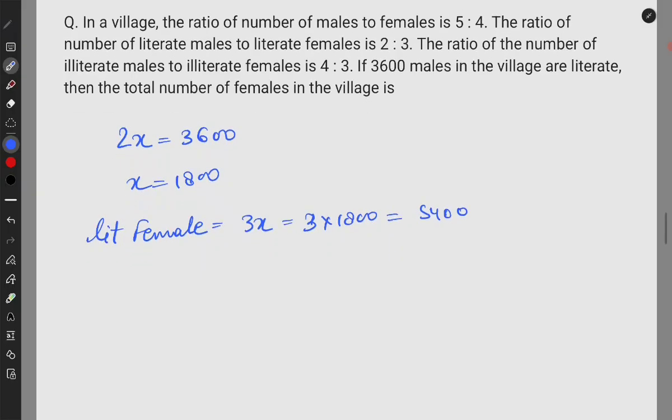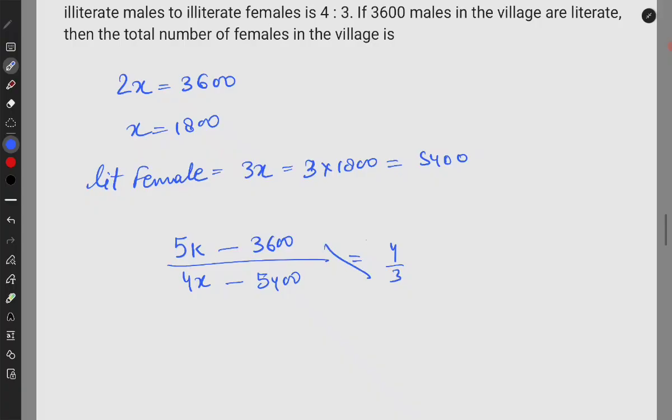Now the total number of males and females ratio is 5:4. So let's take 5k and 4k. If you remove literate male and literate female, you will have illiterate male and illiterate female, and that is equal to the ratio of illiterate male to illiterate female, which is 4:3.